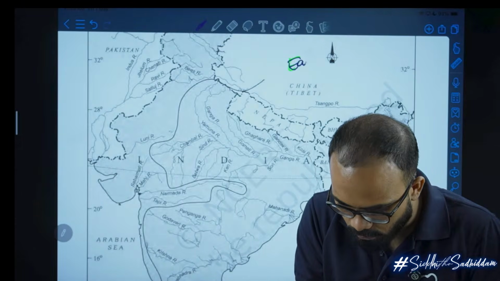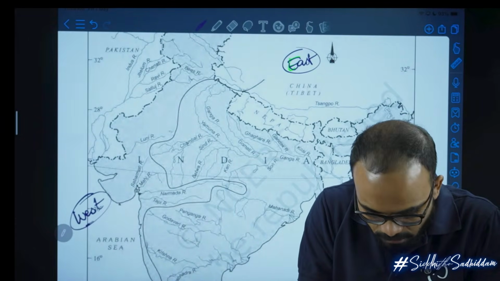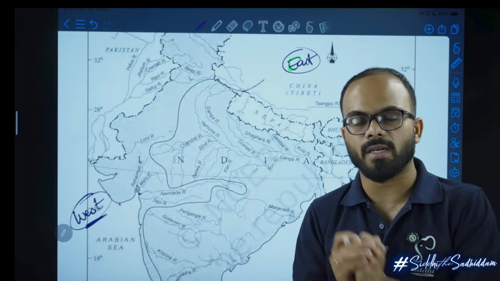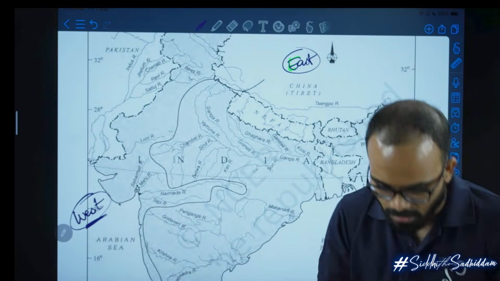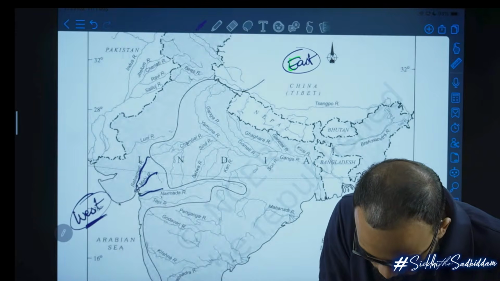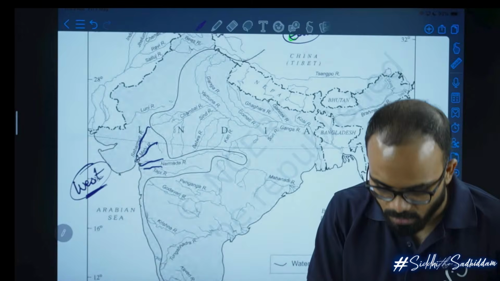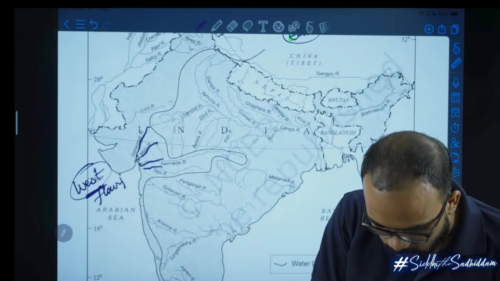We have one east flowing drainage system and one west flowing drainage system. The west flowing drainage system is smaller, the east flowing drainage system is larger. If you see, Sabarmati, Mahi, Narmada, Tapi, very few rivers are west flowing rivers. They can ask you which of the following are west flowing rivers, right?